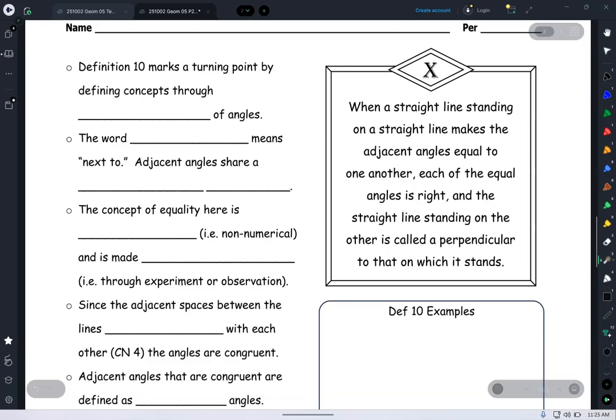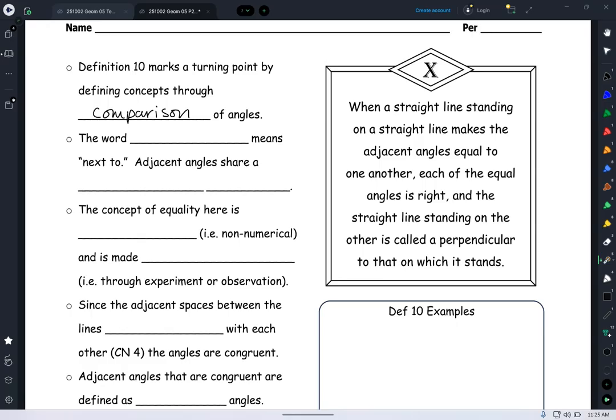Now watch this. Definition 10. There's a lot in this definition, okay? But what this does is it marks a turning point for us. Definition 10 marks a turning point by defining concepts through a comparison of angles. Defines concepts now through a comparison of these spaces in between these lines. Okay? Now, I'm going to read it to you. Again, there's a lot in here, so we're going to kind of break it down.